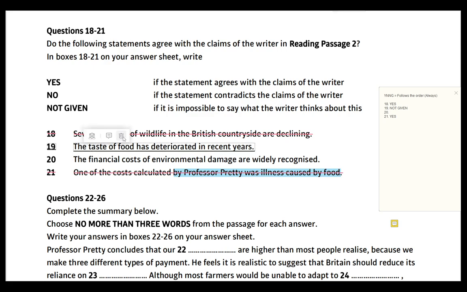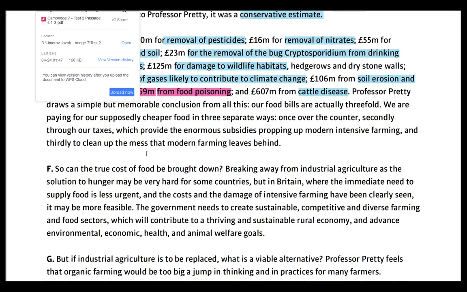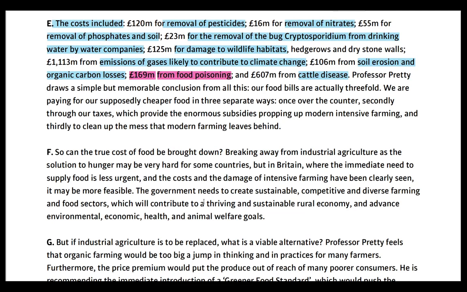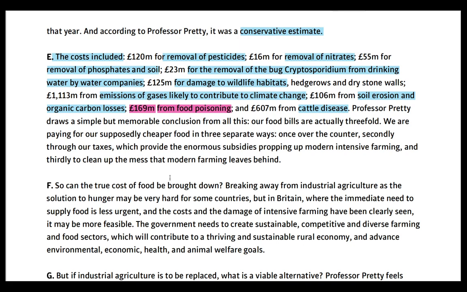So we're just going to get rid of that. Financial costs of environmental damage are widely recognized. I think that, but is it widely recognized? It's really hard to guess. We don't really have to guess. Sorry for that. We're not going to guess here, you just have to find the answer.